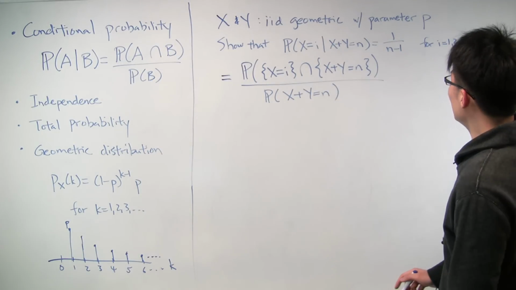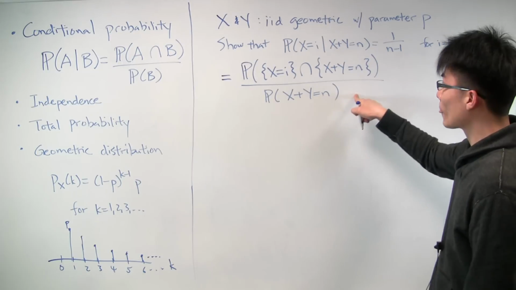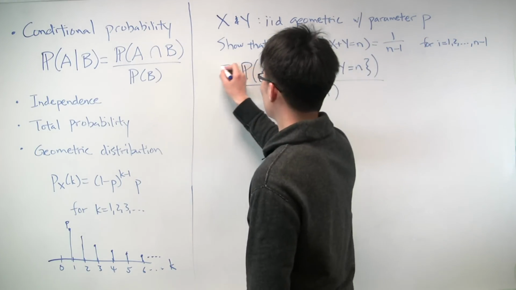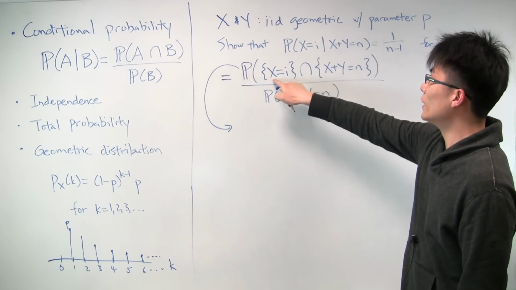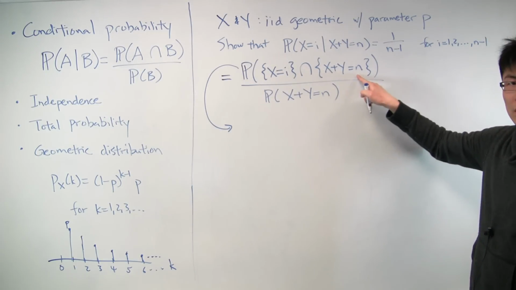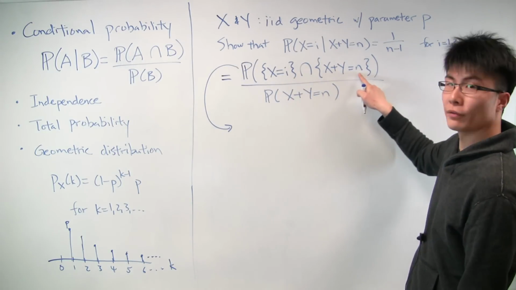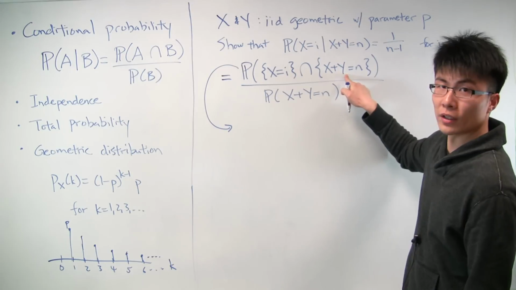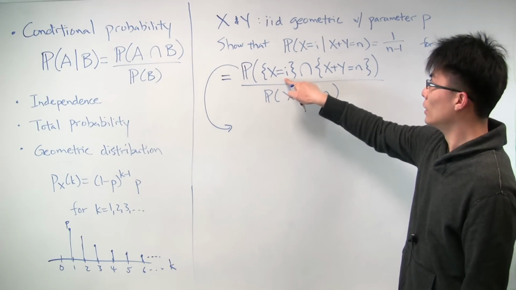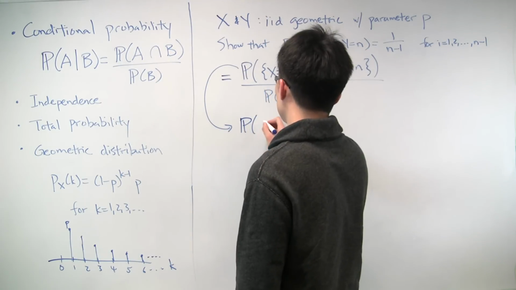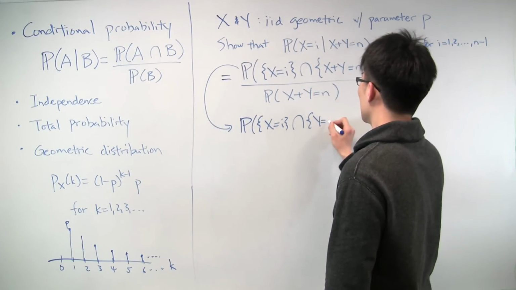Okay. Now what we can do is work with each of these two separately. So the numerator, let's deal with that first. What does it mean that X equals i and X plus Y equals n? Well, that's the same as saying that the first friend took i flips to get heads, and in total they took n flips. Well, what does that imply about the second friend? The second friend must have taken n minus i flips to get heads. And so we can equivalently write the numerator as the probability that X equals i and Y equals n minus i.